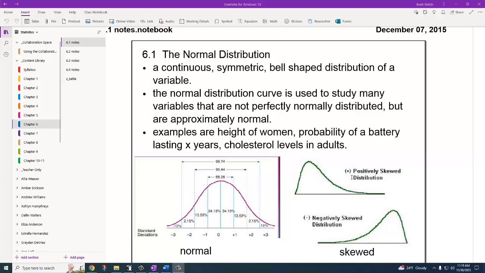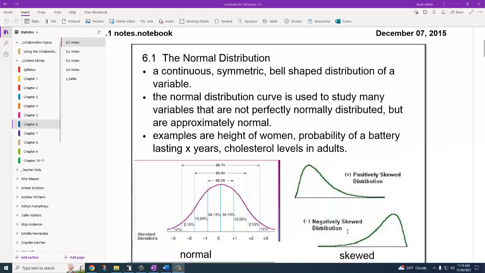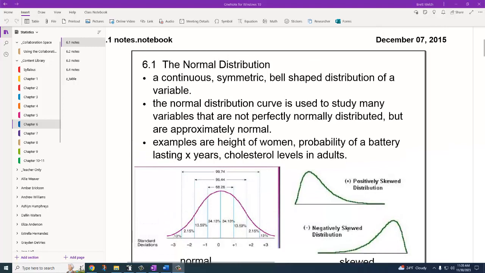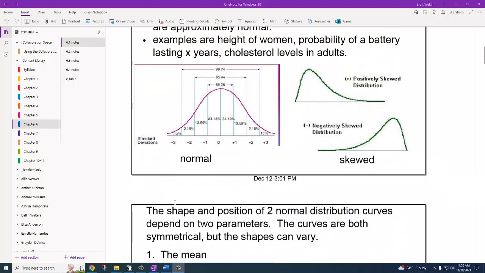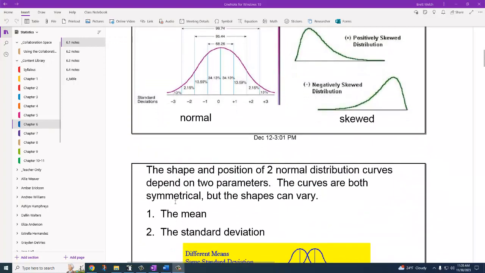The normal distribution shows up in a lot of places. Now, a standard normal will look like a symmetric bell curve. You can get a positively skewed distribution or a negatively skewed distribution if there's outliers that pull the data one way or the other. But we're going to study and focus on the standard normal with standard deviations.